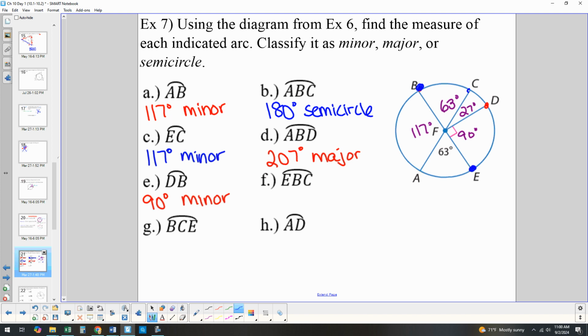Now we have EBC. So I have to hit the B before I hit the C. So I'm going all the way around here and then continuing. So again, EB was the diameter, so this half is 180. So 180 plus the 63 is 243. And that's another major arc because it's more than 180.